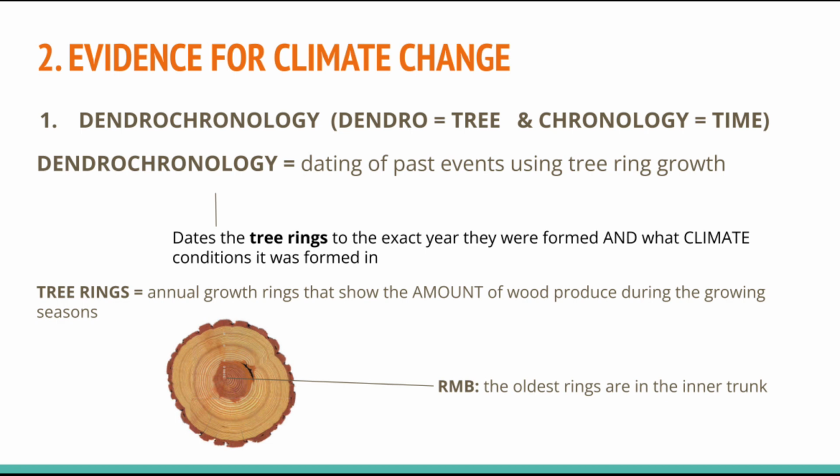This basically means it dates the tree rings to the exact year that they were formed and what climate conditions the tree rings were formed in. Tree rings are annual growth rings that show the amount of wood produced during the growing seasons.